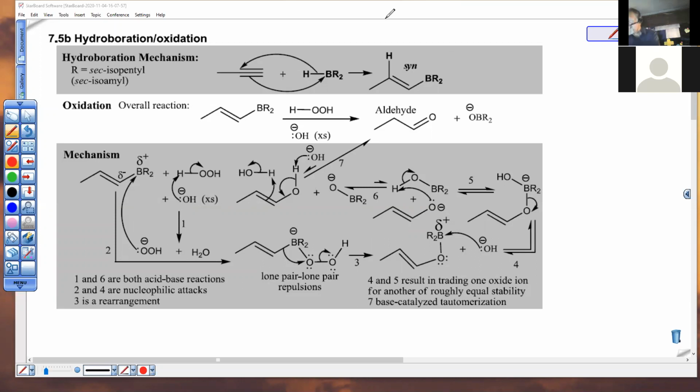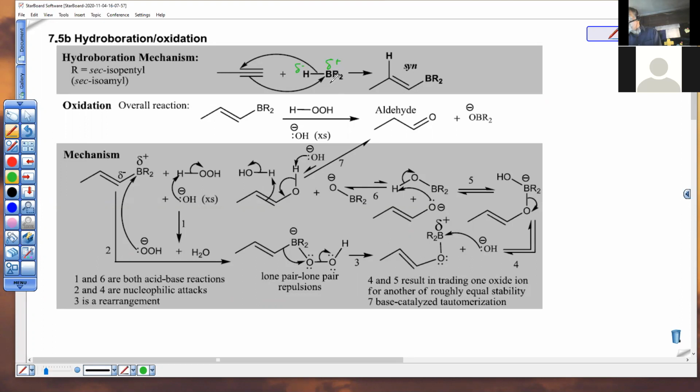Hydroboration, both these new bonds happen at the same time. First arrow, pi attacks the more positive boron. Boron electronegativity, 2.0. Hydrogen electronegativity, 2.1. Always attack the less electronegative atom because it feels more positive. I'll even put the little reminders up here. You don't have to put them on the test. There you go. And you get a syn addition.